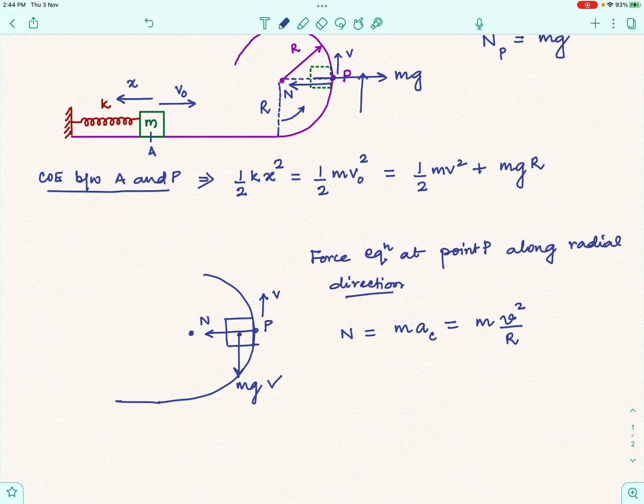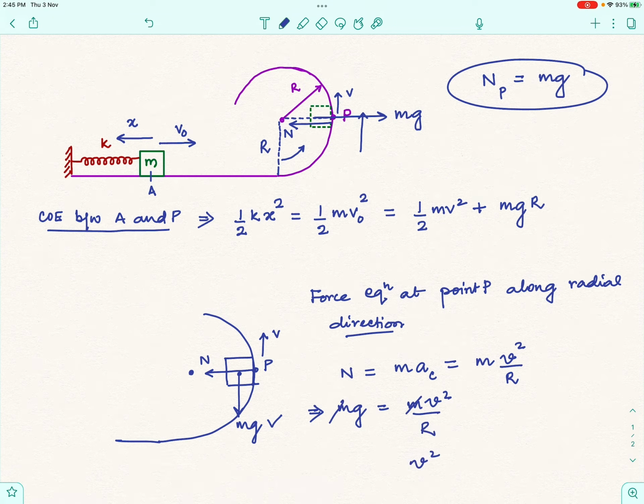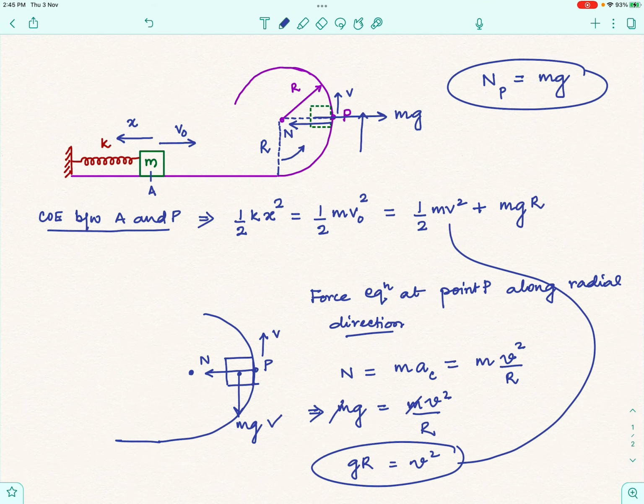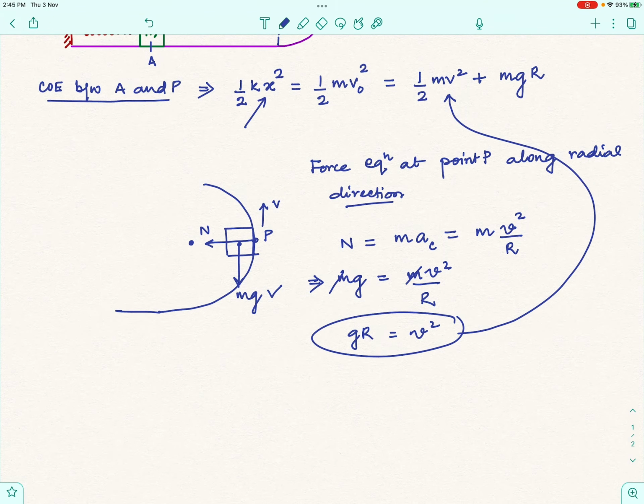And now we know that the value of normal force at the point P is nothing but mg. This is given in the question. So we can use this information here. N becomes mg, which is equal to m into v squared by r, and this gives us the value of v squared in terms of r. g into r becomes the value of v squared. Now how do we use this value of v squared? We can take this value of v squared and put it back into the equation above and relate x, the compression in the spring, with this particular term.